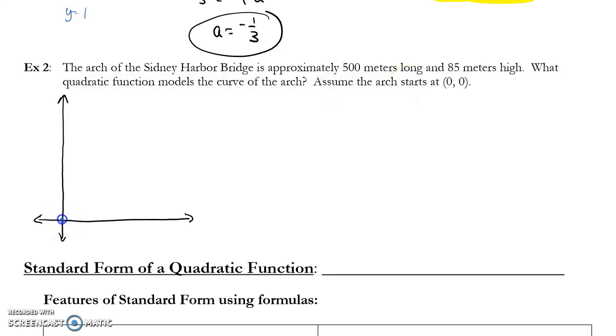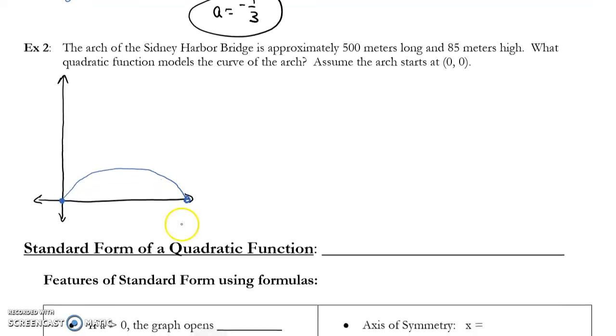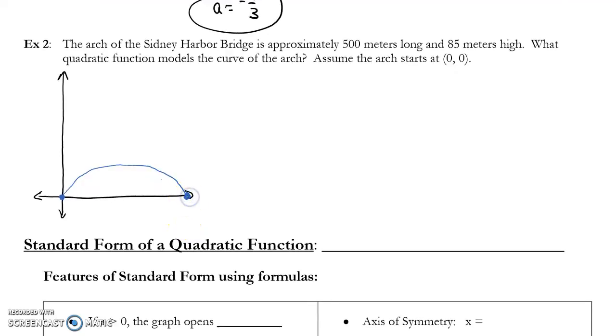So I'm going to assume it starts here, and it's going to arch up and eventually come back down over here somewhere. And this over here somewhere is not an arbitrary place. That's a 500 meter long bridge, so this is at (500, 0). I also know the height is up here at 85 meters. That's my y-coordinate, because y is going to judge the height.